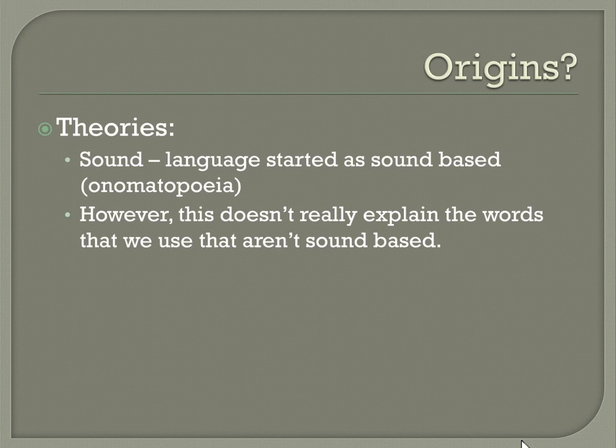One of the big theories is the onomatopoeia one: that language started as a sound base, so anything that makes a noise, we were mimicking. But that only works so well, because it doesn't really explain the wide variety of words we use that don't have anything to do with sounds that people make. Like bark works, but that doesn't really explain dog.